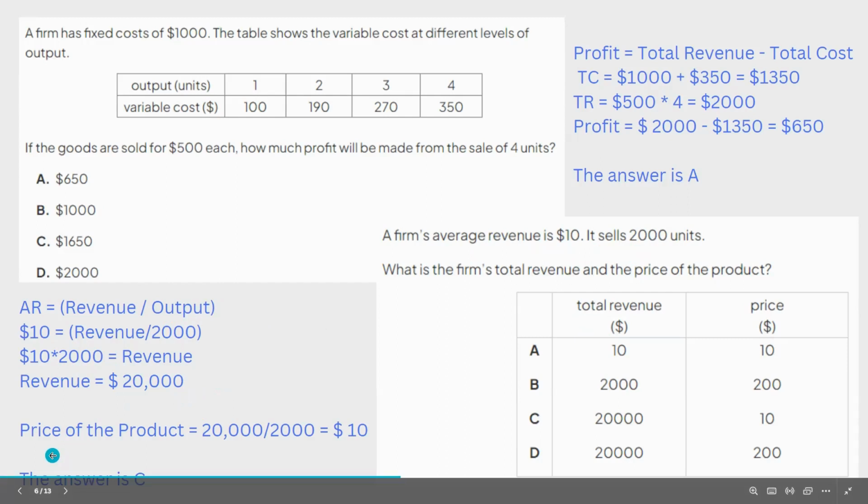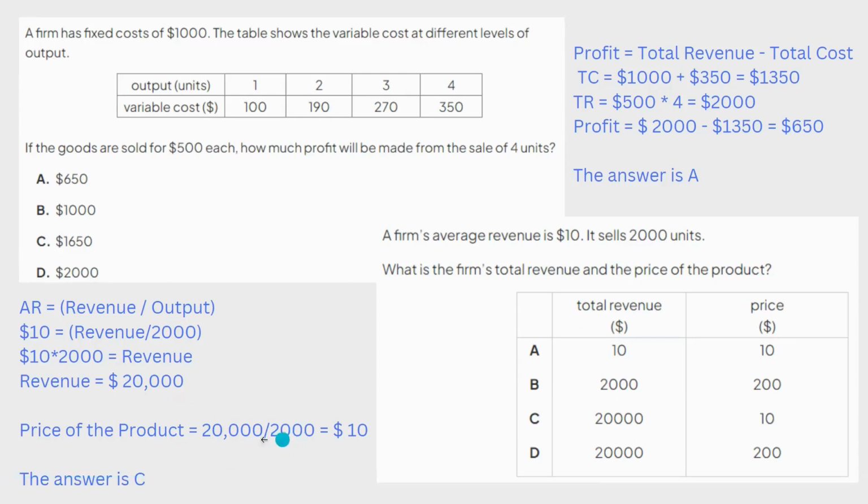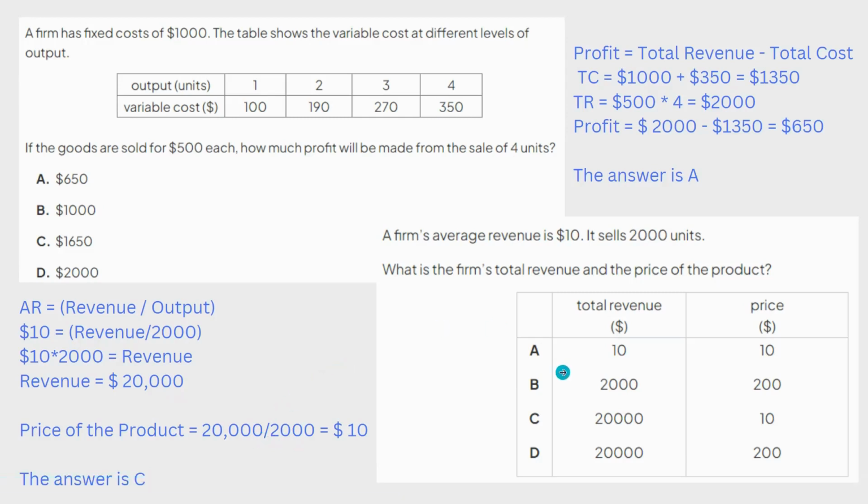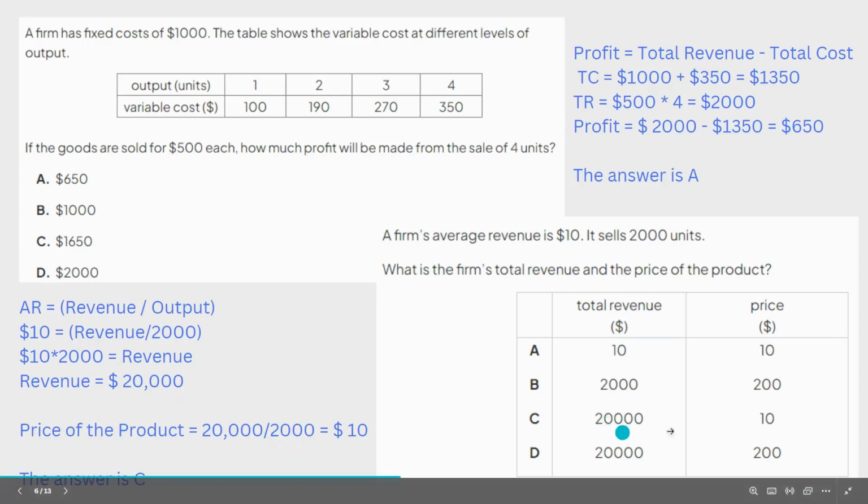So let's see what's the price of the product. So we do 20,000, which is the total revenue, divided by 2,000, which is the total output, the total units. So 20,000 divided by 2,000 is $10. So the answer is C, this one. 20,000 is the total revenue and 10 is the price.